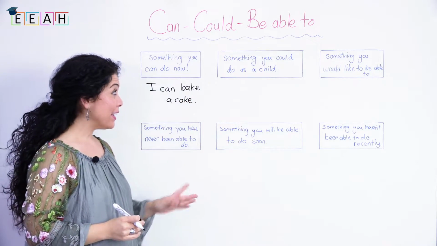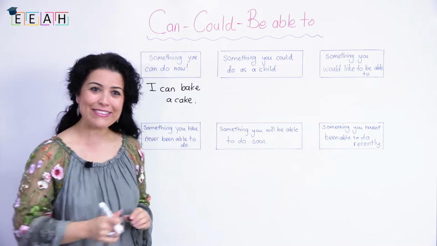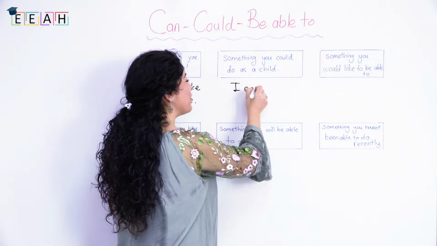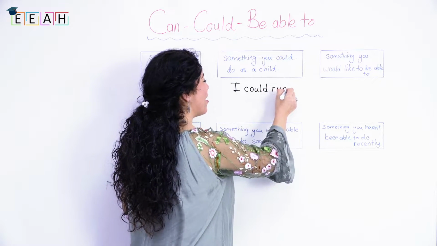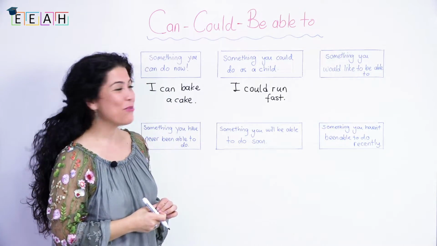Think of something you could do as a child. I could run fast. What about you?